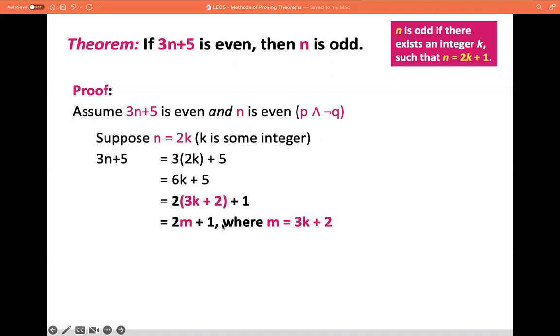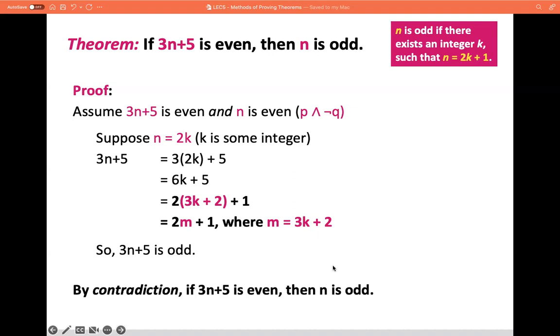And then, since this has the form of an odd number, we can say that 3n plus 5 is actually odd. Okay, and we have contradicted this assumption: 3n plus 5 is even and n is even. So that means that by contradiction, if 3n plus 5 is even, then n is odd. Okay.